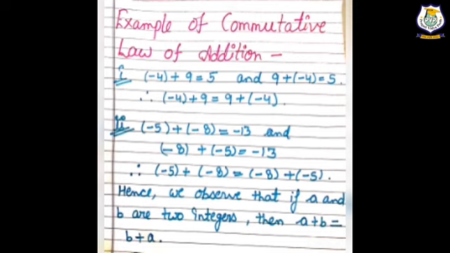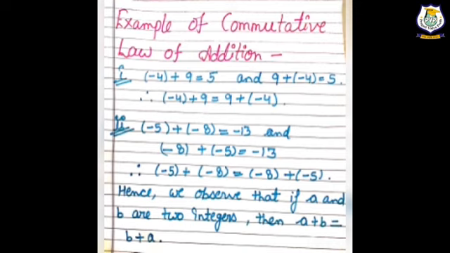In the first example, you can see, students, we will take one negative integer and one positive integer and find their sum. So minus 4 plus 9 is equal to 5. And if we reverse their order, which means first we write the positive integer 9 and after that the negative integer, it is equal to again 5, an integer. It means if we change the order of the integers, it will not affect the result.